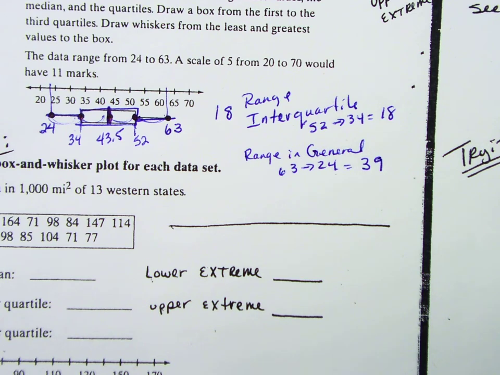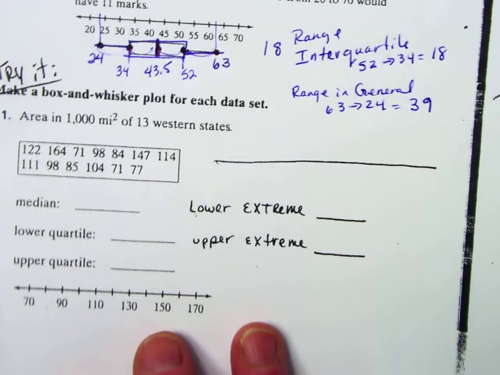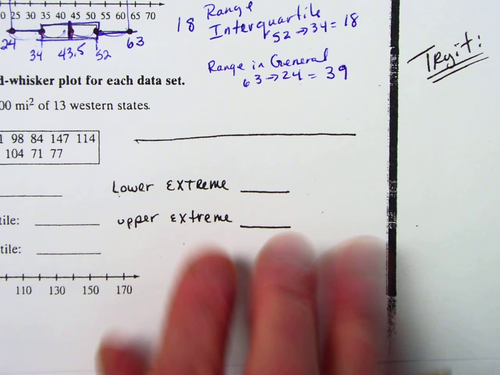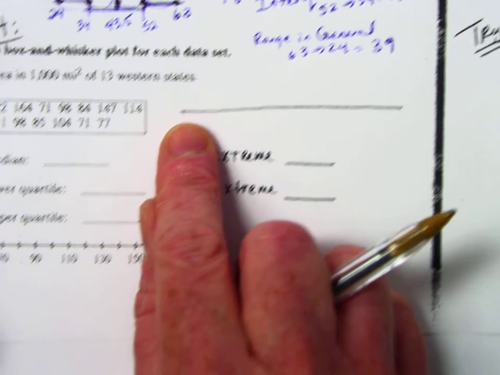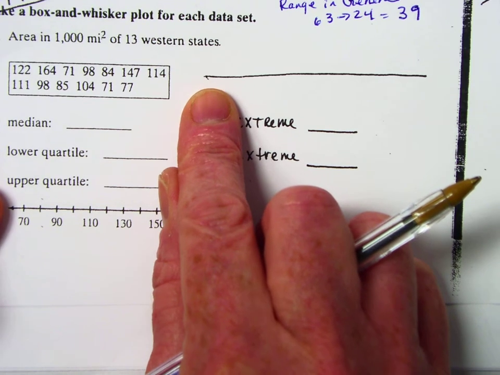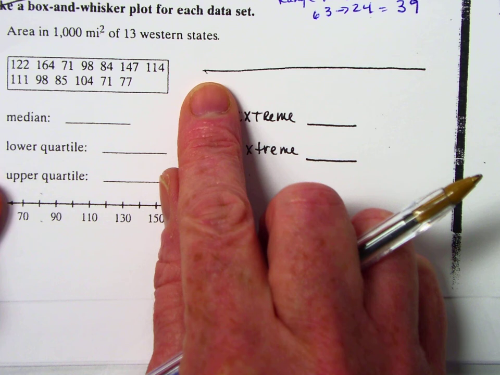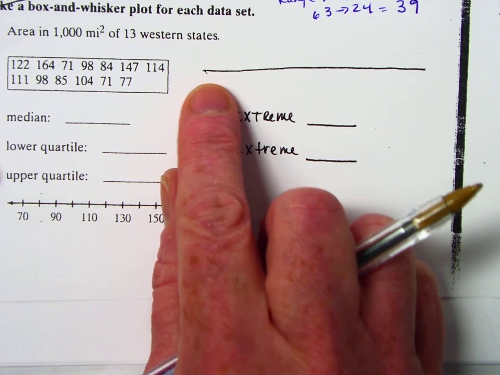All right. Let's see if we can build our own box and whisker from the data that's given below. We're talking about the area in thousands of square miles of 13 of the western states. Step 1, put all of this data in order from least to greatest, and then double check and make sure you haven't omitted something. So definitely count your data points, okay?